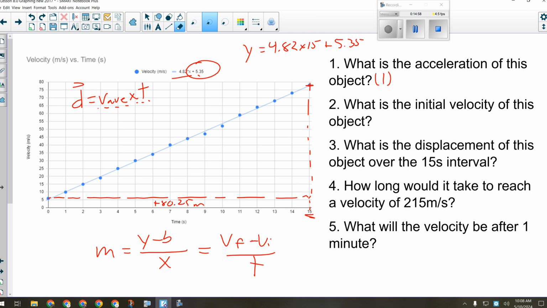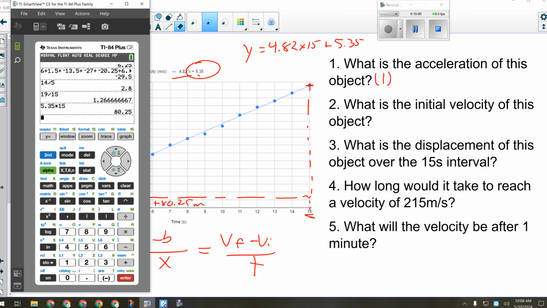Okay, I could save myself a step and not add that 5.35, but we'll do it anyway. So I'm going to have 4.82 times 15 plus 5.35. All right, so that's what y is, measured from the x-axis. I only want the height of the triangle, so I have to subtract what I just added on, which was 5.35.